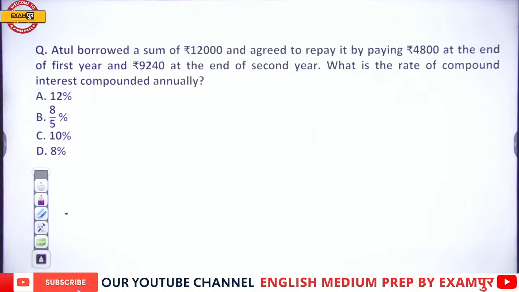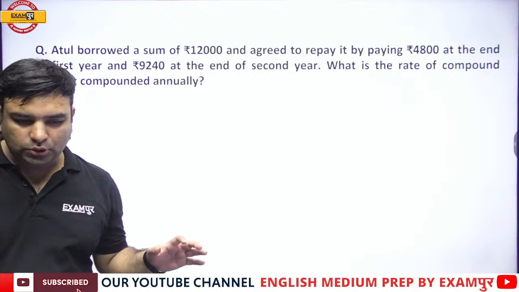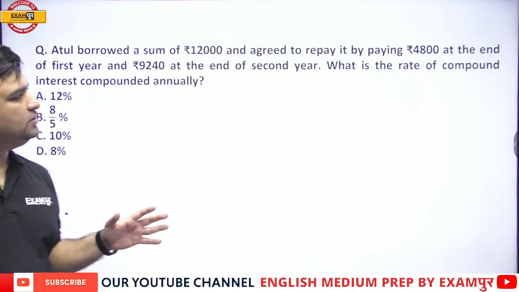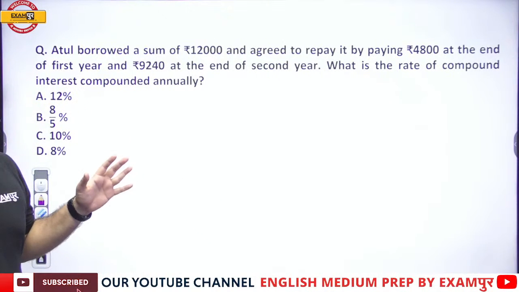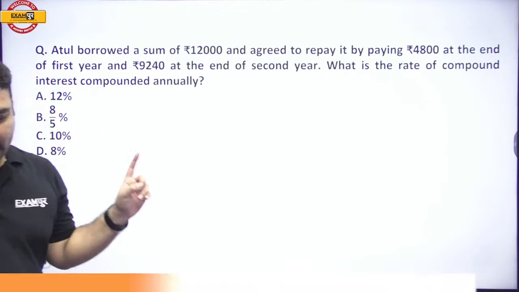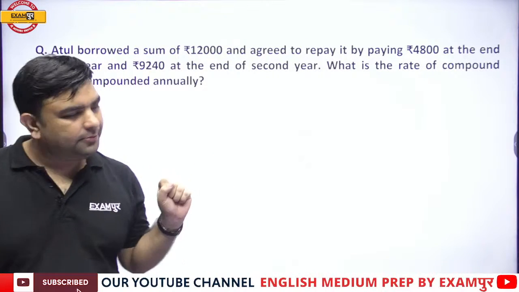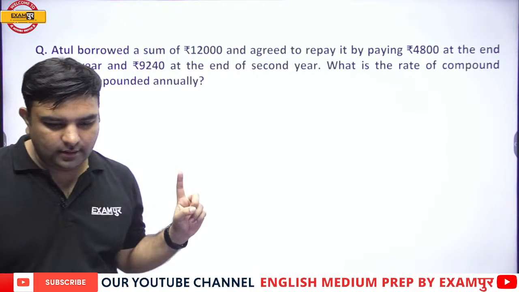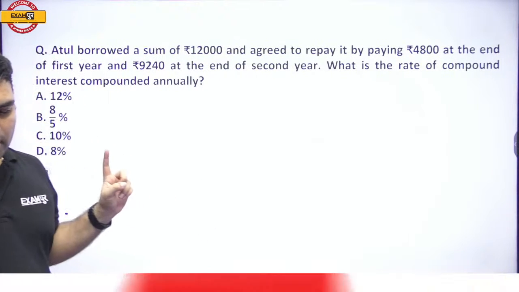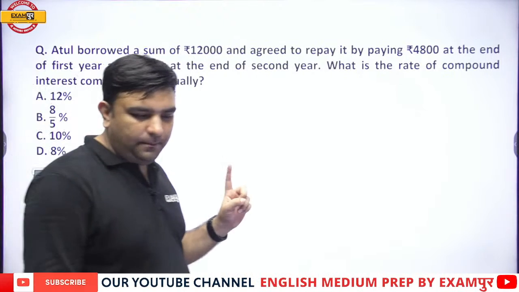Atul borrowed a sum of 12,000. He agreed to repay it: 4,800 at the end of the first year and 9,240 at the end of the second year. What is the rate of compound interest compounded annually?